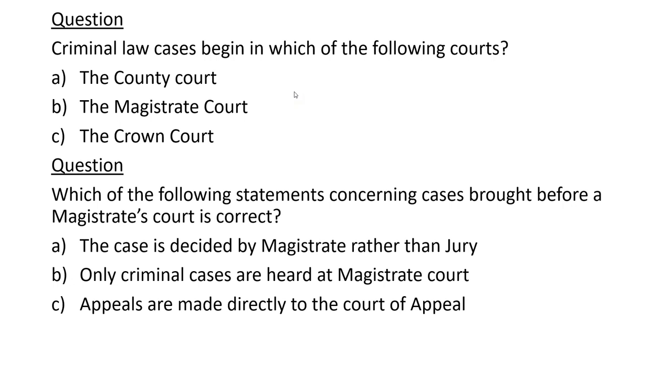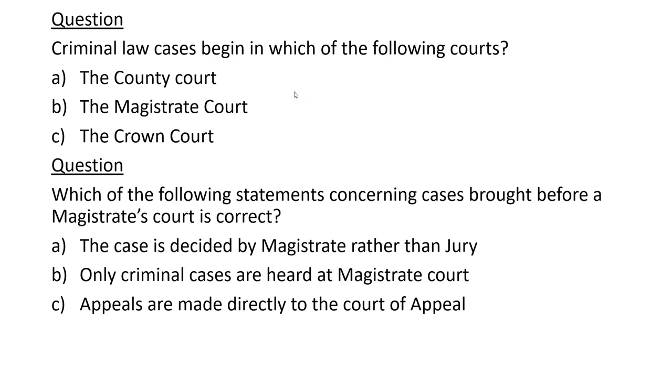Question, which of the following statements concerning cases brought before a magistrate court is correct? The case is decided by a magistrate rather than a jury. Yes, the jury is always in the Crown Court. In magistrate court, the cases are heard by the magistrate and he decides on the verdict. Only criminal cases are heard at magistrate court. Magistrate court has some civil authority in family matters and also in recoveries. So you cannot say it is only related to criminal cases.